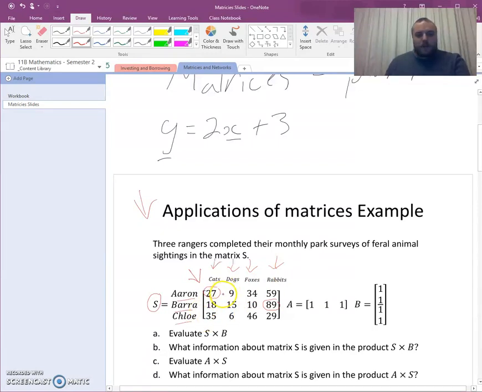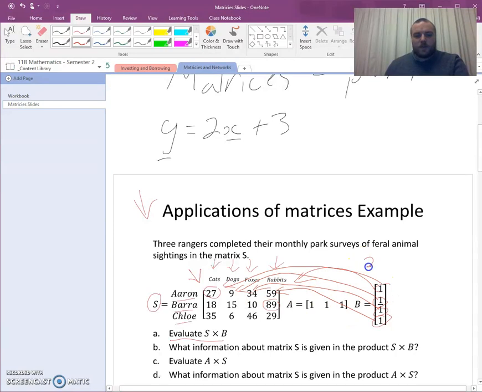When we look at matrices, we can do a bunch of things with them which can be quite useful. One thing we can do is a form called matrix multiplication. Now I'm going through this as an example so you can see its purpose. We will go into this in more detail later. But when we look at S multiplied by B, the way we actually do that is we take each of these numbers here, we twist the matrix around, and we times this number here by the cats, this number here by the dogs, this number here by the foxes, and this number here by the rabbits. Then we add them all up.